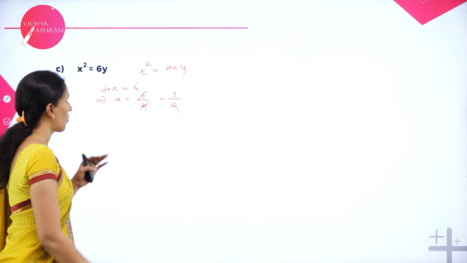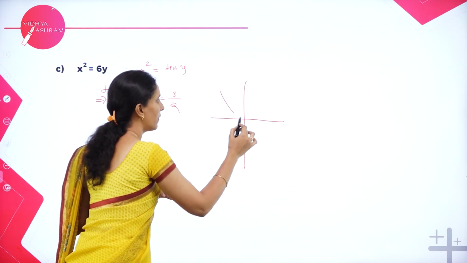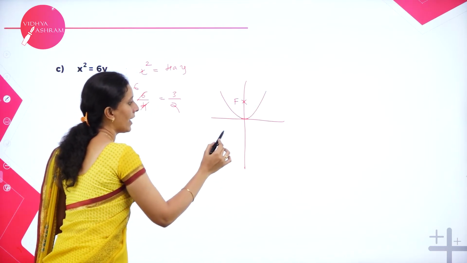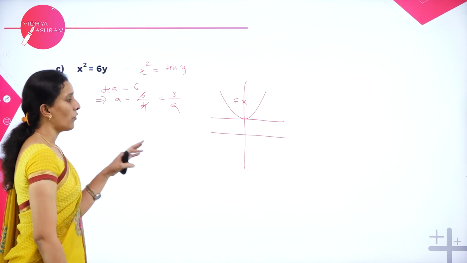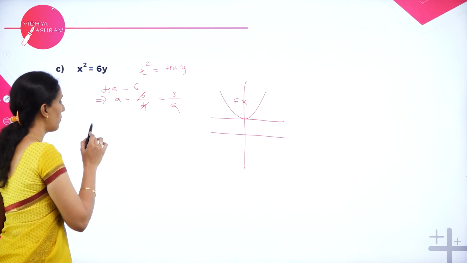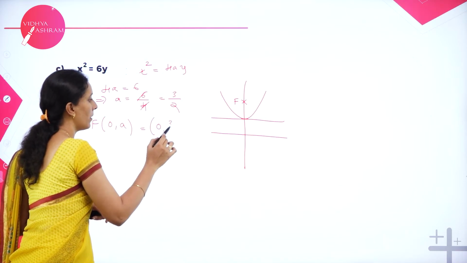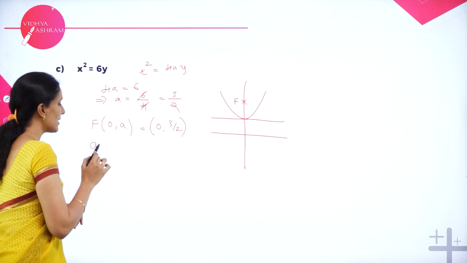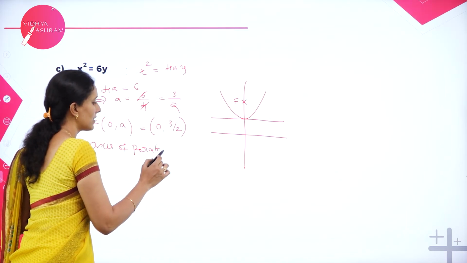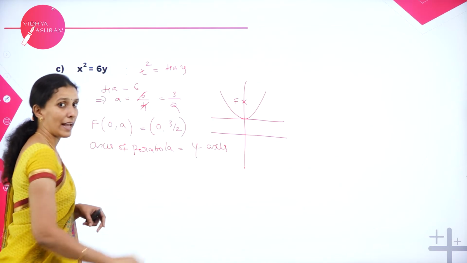Now let us write the focus. x square is equal to 6y means it's an upward parabola. So the focus lies on y-axis and directrix will be somewhere here. So focus on y-axis is always written in the form of 0, a. So therefore focus becomes 0, a, which is nothing but 0, 3 by 2. Here the axis of parabola is equal to y-axis because the curve opens towards y-axis.